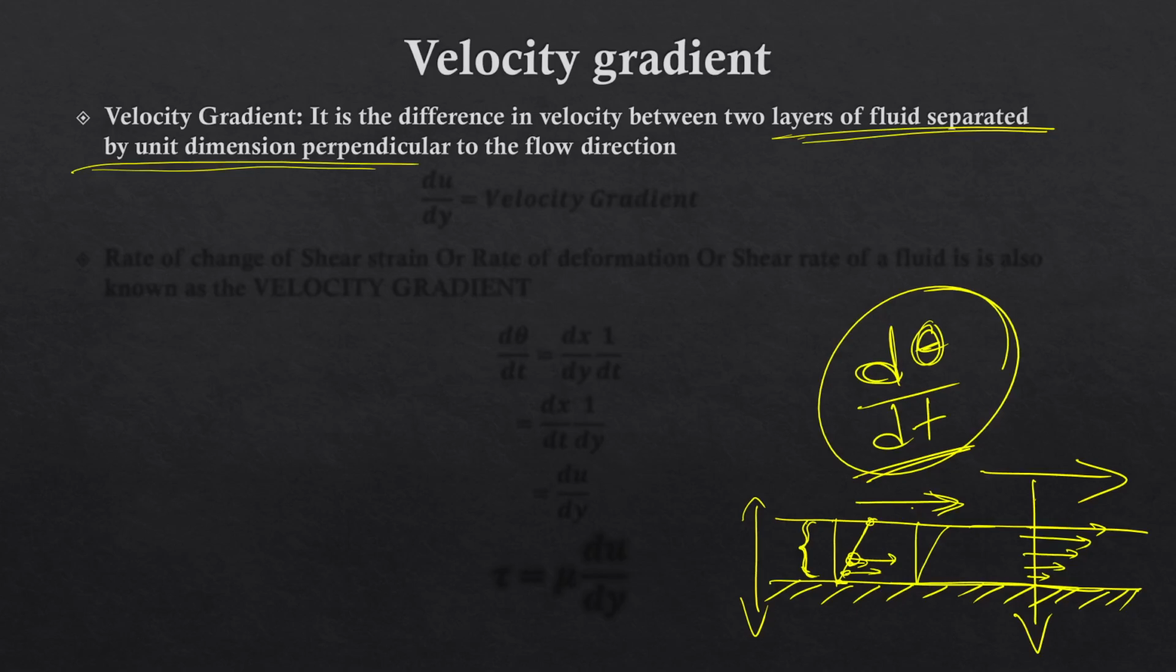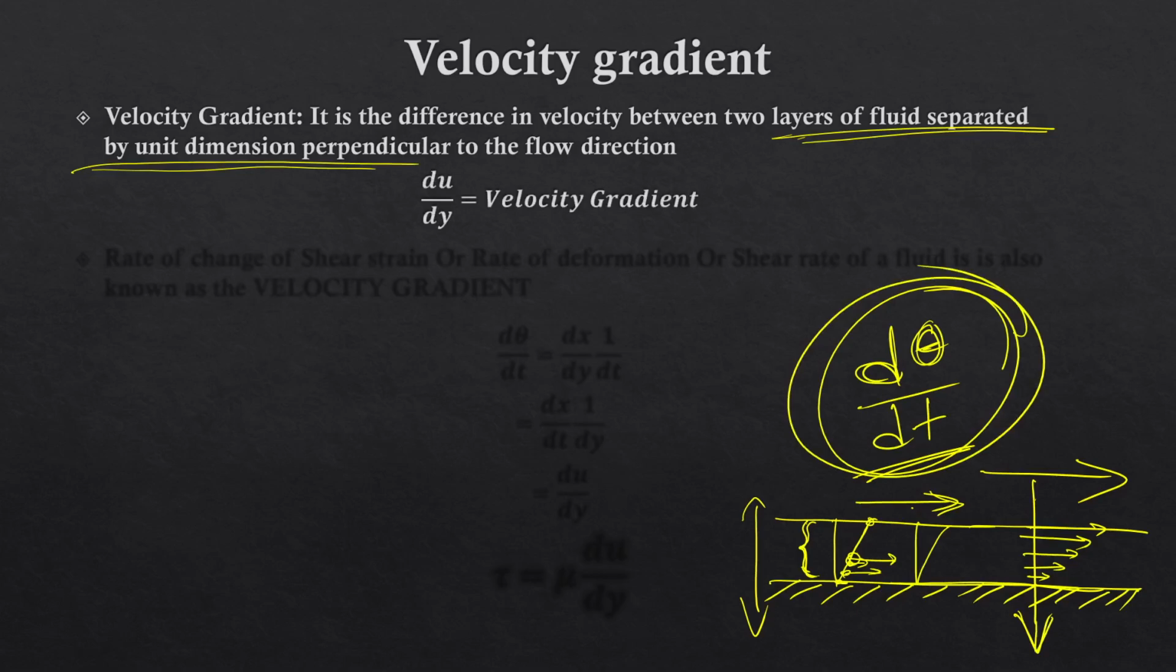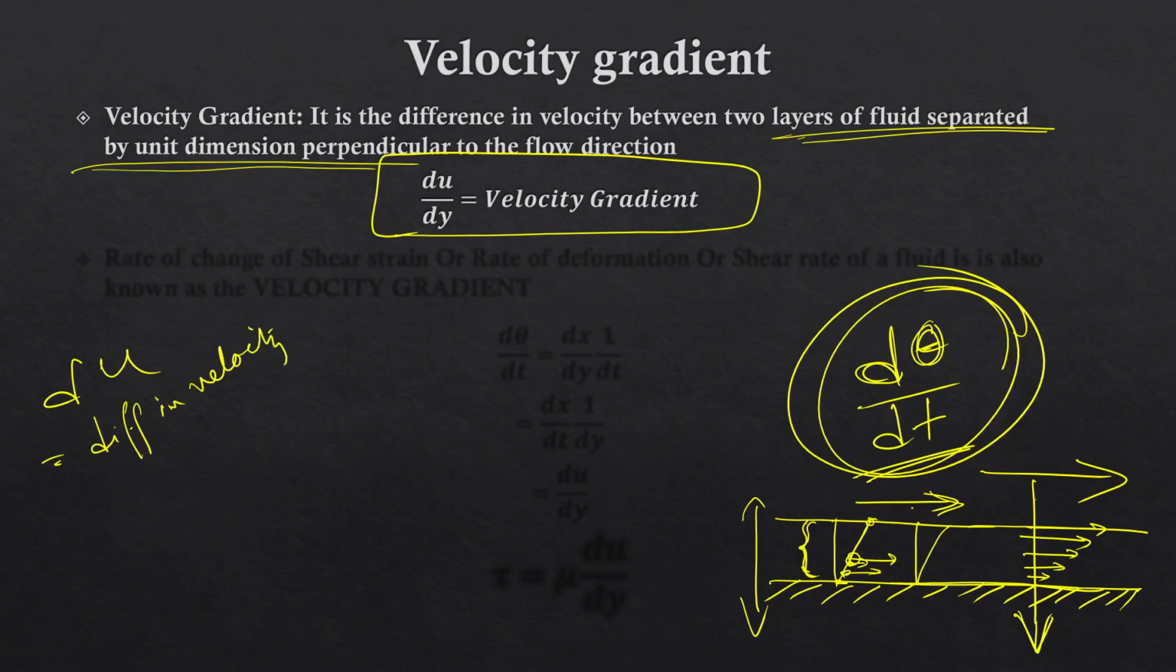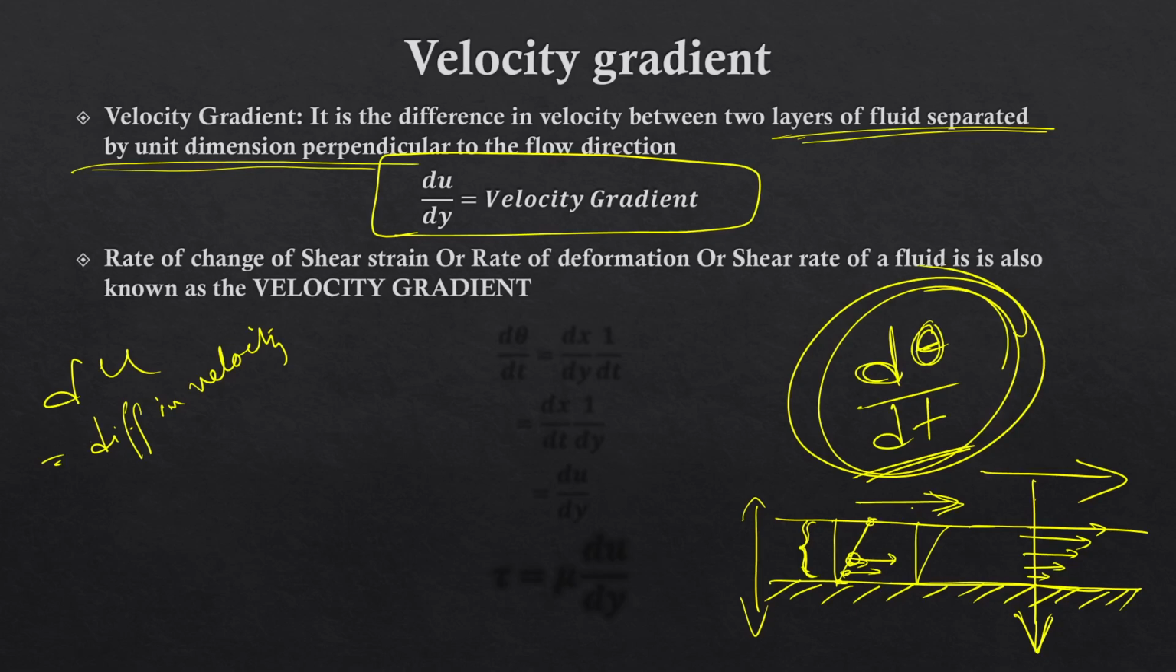Now we'll try to prove that that is the same as the rate of deformation. So du by dy by definition is the velocity gradient, where du is the change in velocity or the difference in velocity, and dy is the distance across or perpendicular to the direction of velocity. So rate of change of shear strain or rate of deformation or shear rate, we'll see how that is the same thing.